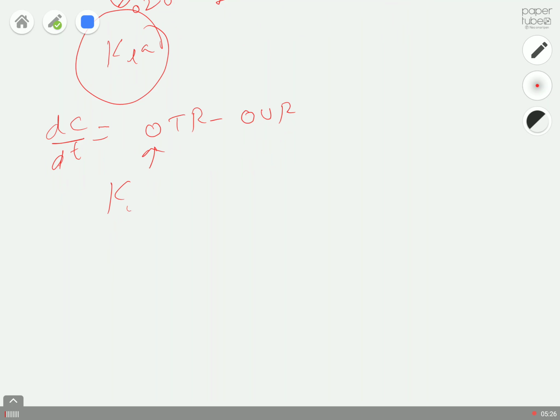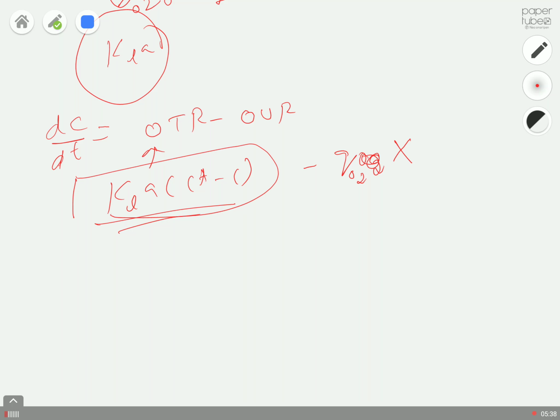So this is, I already derived this one. This is from your Whitman theory minus QO2. This is Q suffix O2 multiplied by X. So this is for oxygen transfer rate. This is your oxygen utilization rate. They both have different units. I already solved it.